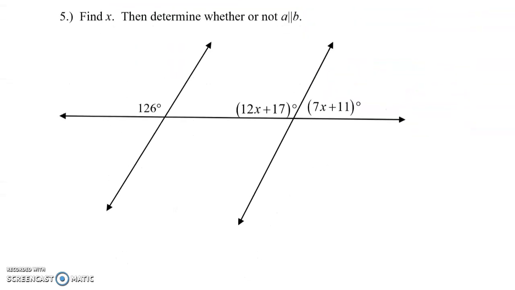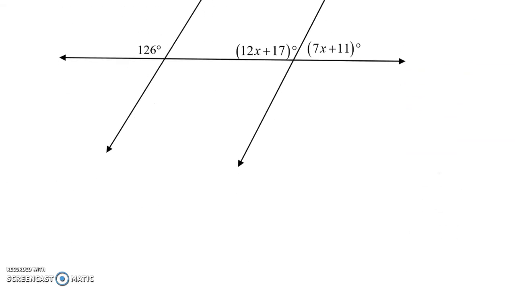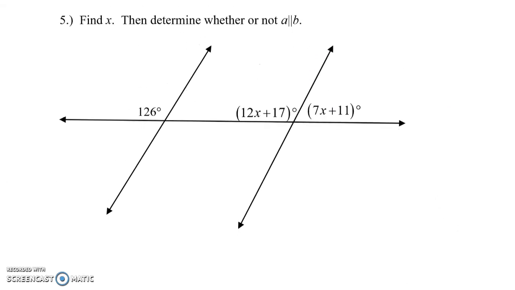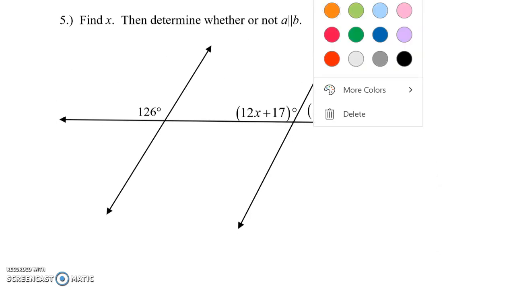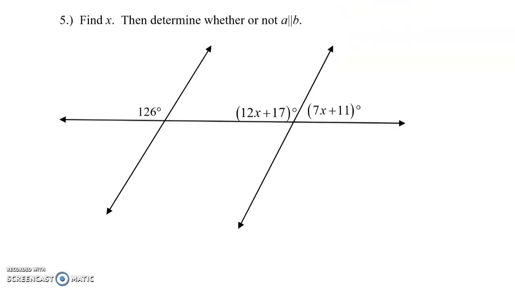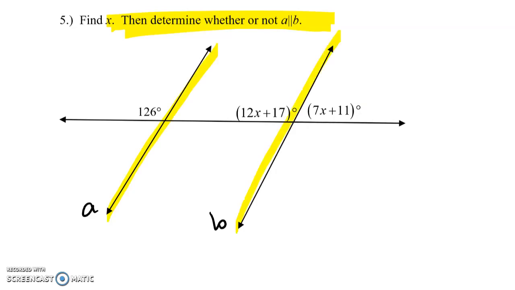Okay, and then we've got one more problem. This one's actually a really good problem, and it's a really important thing to take note of. They ask us to solve for x and then to determine if a and b, those lines, which I'm going to assume they're referring to, I'll call this a and this b, are parallel. This is a really important thing to point out. We do not know. We assume they kind of look like they're parallel, but we don't know that they're parallel.